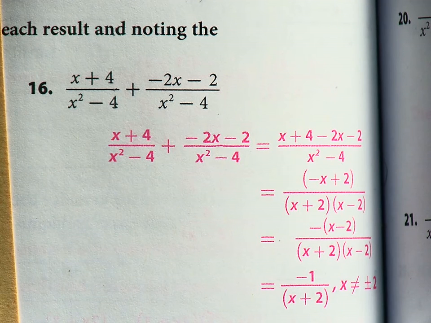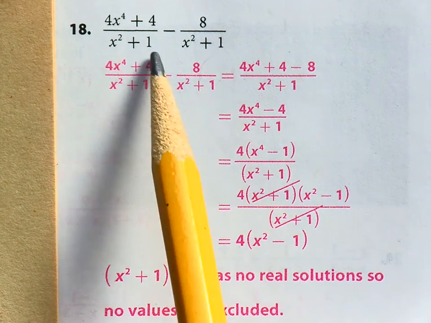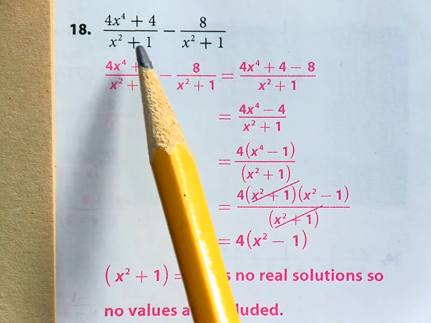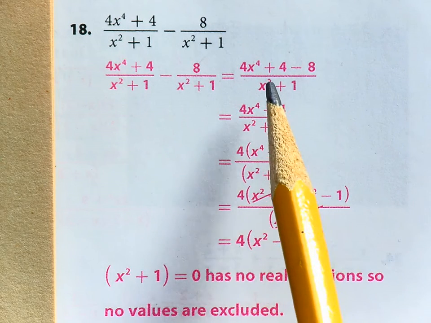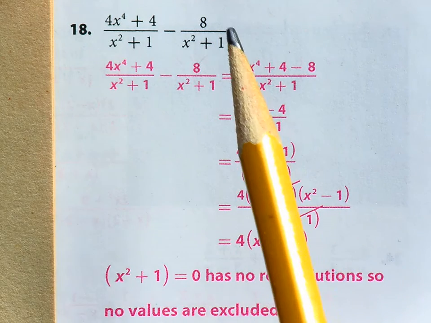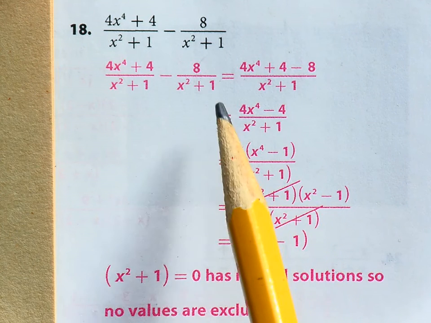Alright, so let's look at the next page. Okay. So number 18, we have subtraction. We do in fact have a common denominator, so that is nice. We can just put everything over that common denominator and combine like terms. And that's what they do in our numerator. So we get to here.